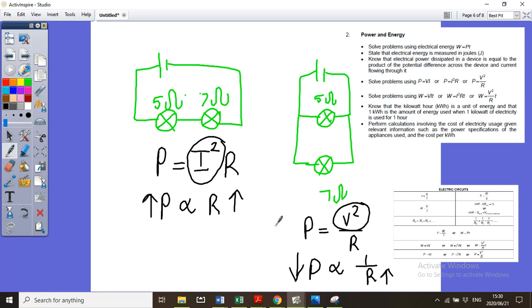And we've reasoned it out and we've proven it mathematically now. So that's the first type of question you can expect about power and energy. And then they ask you about costing.